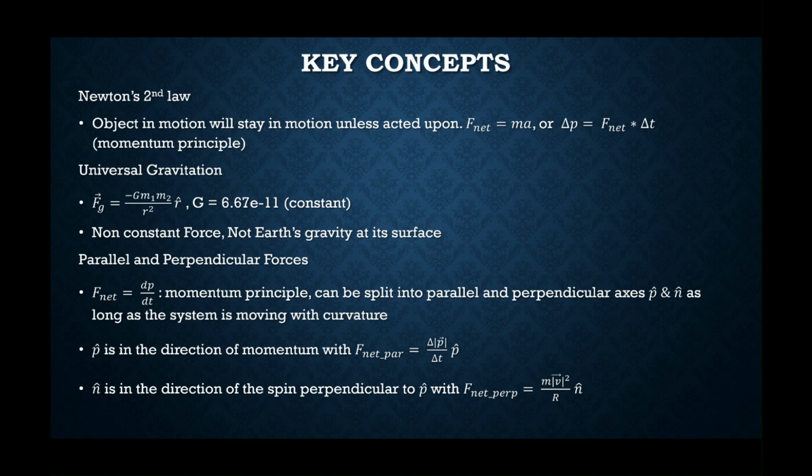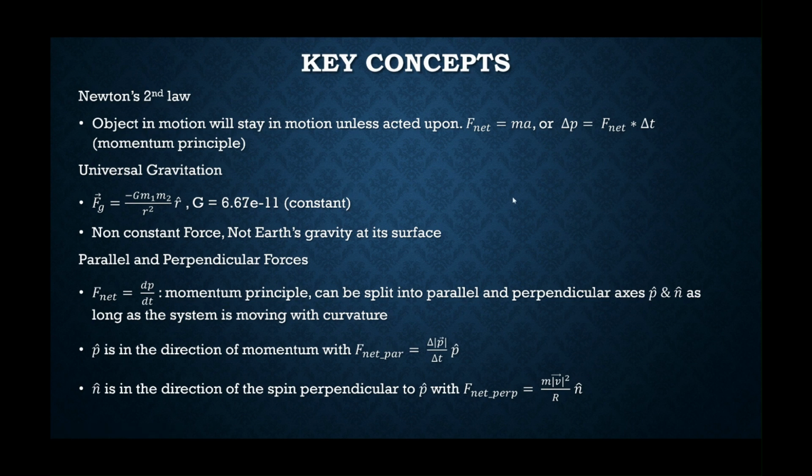So our key concepts for this are Newton's second law: objects in motion will stay in motion unless acted upon. This could be described as F equals ma, or the change of momentum is equal to the force times time. We also have universal gravitation, where the force due to gravity is equal to the negative gravitational constant times mass 1 times mass 2 divided by the distance between those two objects squared, and their direction. It's negative just due to the nature of gravity, where forces attract, and G is our gravitational constant. It's a non-constant force, and this is not to be confused with the force of gravity at Earth's surface.